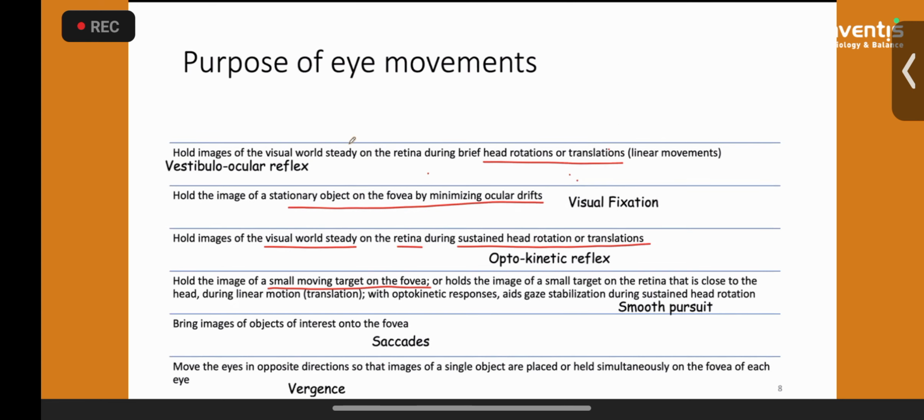And moving the eyes in opposite directions so that images of a single object are held simultaneously on the fovea of each eye is brought about by vergence. For example, if an object moves towards the eyes, then both eyes will converge to look at the near approaching object. And if an object is moving far away, there is a little divergence of the eyes. That happens because of simultaneous contraction of the lateral rectus of both eyes.